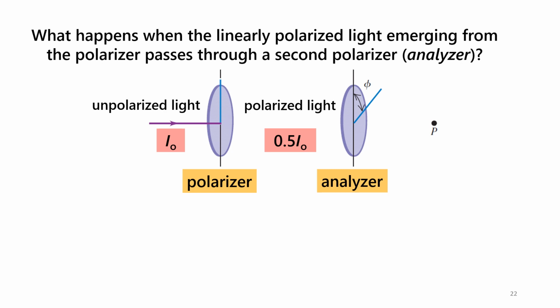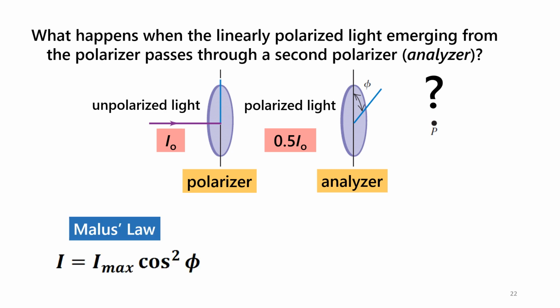The intensity is dictated by Malus' law, which states that the intensity of the light after passing through two polarizers is given by I equals I max cosine squared phi, with phi as the angle between the polarization axes of the two polarizers. So why is it cosine squared? That would be the next question.